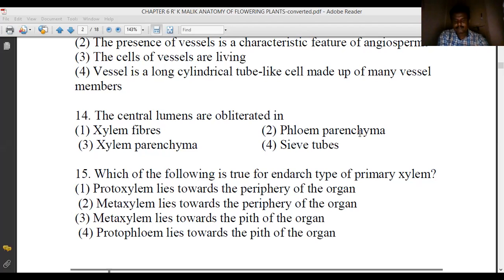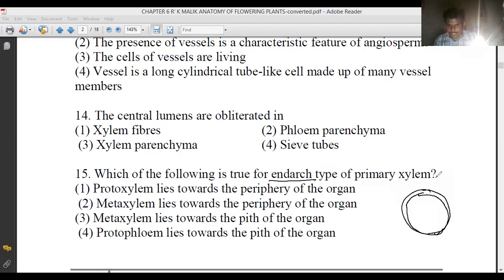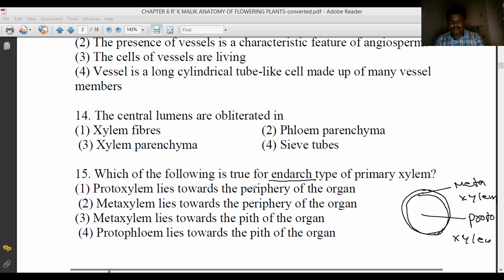See here, endarch type of primary xylem. In endarch, the metaxylem is located towards the periphery, and the protoxylem is located at the center. Okay, so which of the following is true for endarch type of primary xylem?